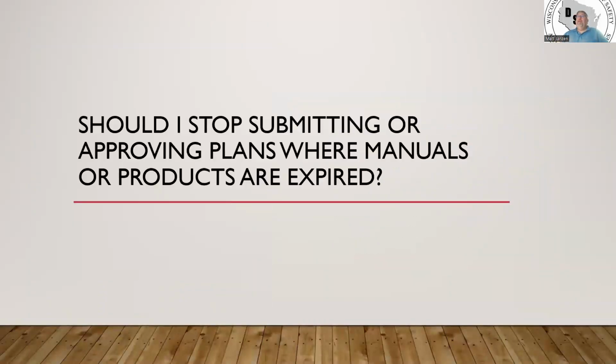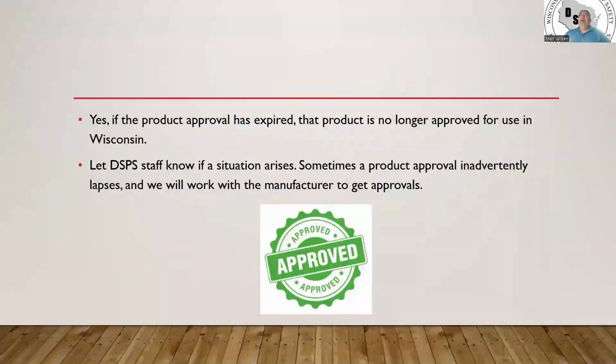Question is, should I stop submitting, or, on the other side of this, approving plans where manuals or products are expired? Yeah, if the product approval has expired, that product is no longer approved for use in Wisconsin. We have different products that come and go. They don't seek product approval, or the product approval has changed. So we have to make sure, and this ties in with what we talked about with our different units for pre-treatment, that we're looking at the product approval and what it requires. I guess we're doing a better job at making sure they're meeting those requirements the way they were submitted. But yes, you have to look at the product approval, and if it's expired, it can't be used anymore.